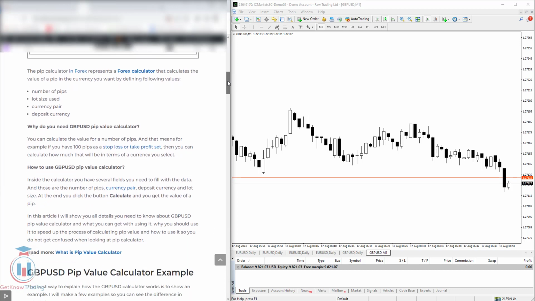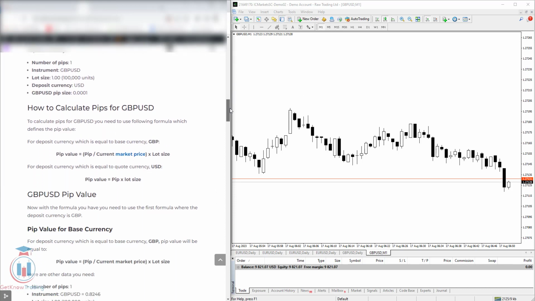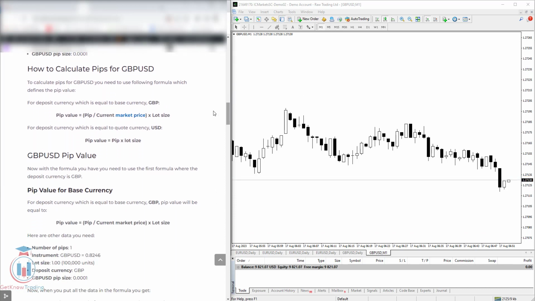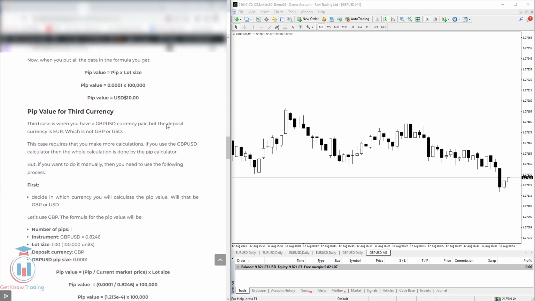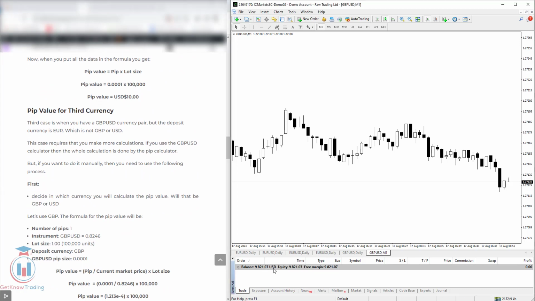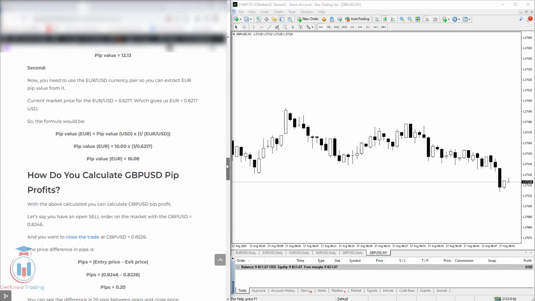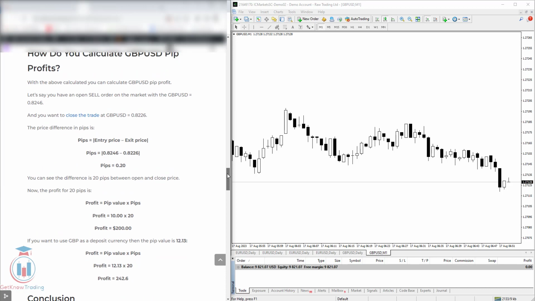Below that, you can also see the formula that is used for the calculation. There are 3 types of calculations you can make, and the first one is for the base currency, which is a GBP. Then you have for the quote currency, which is USD, but also there is a third option when you have a deposit currency equal to not GBP or USD. For example, if you have Euro, then you have also other calculation. Below that, you have an example of how to calculate the pip profits. For example, if you have 20 pips price difference, how much money would that be?